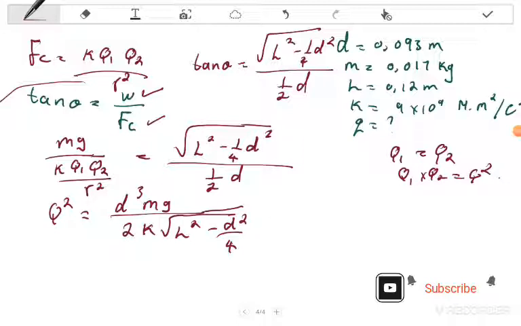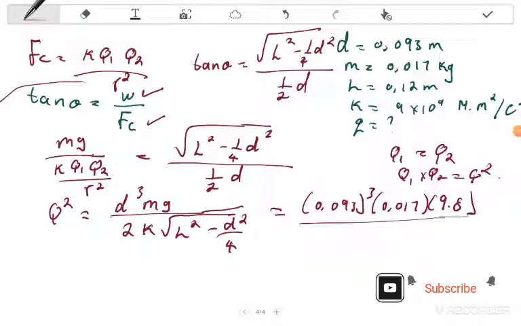Okay, so let's just do a substitution now, because we know D, M, G, K, and L. So D is 0.093, and then we cube that. M is 0.017, and then G is 9.8. Then you divide this by 2k. What's k? K is 9 times 10 to the power 9, right?